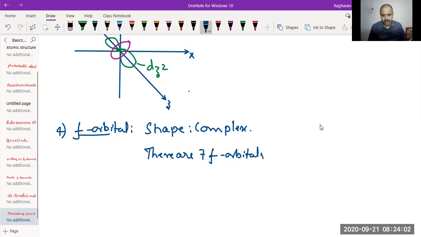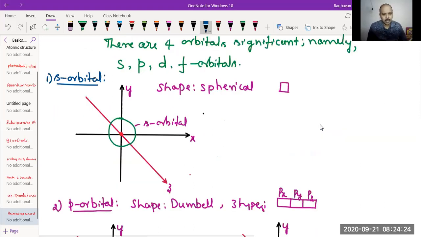That's why we write a box with 7 sub boxes like this. 1, 2, 3, 4, 5, 6, 7. This is how exactly it goes. We simply say this structure is complex. So just know about all these orbitals.